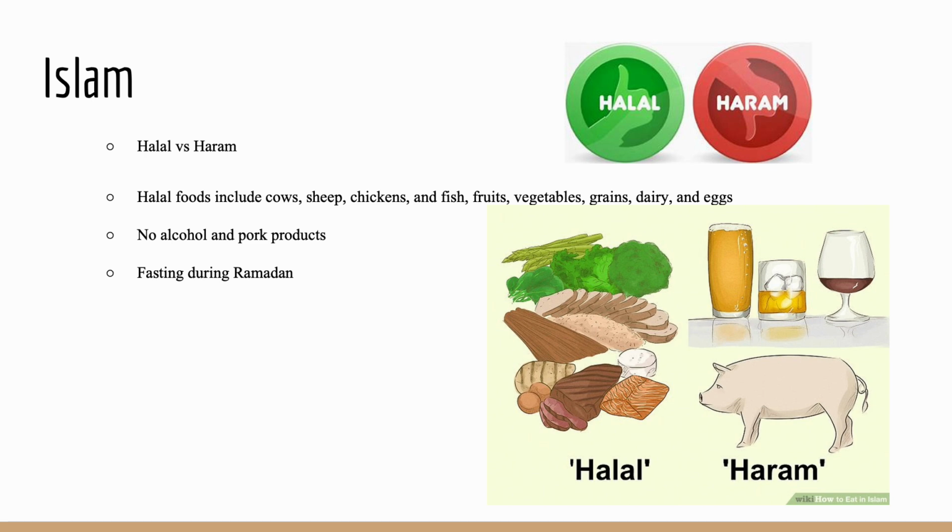Haram means forbidden or prohibited. It refers to anything that is explicitly forbidden by Islamic law. This includes pork and its products, animals that were not slaughtered in accordance with Islamic law, blood and carrion, the flesh of animals that died without slaughter, alcohol, and any intoxicating substances. During Ramadan, Muslims fast from sunrise to sunset. Special accommodations may be needed for these patients.